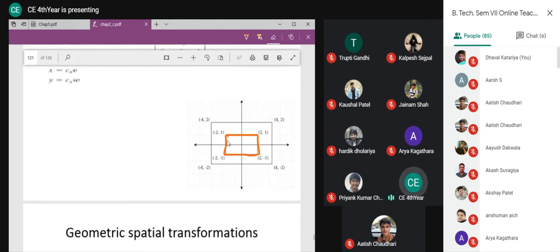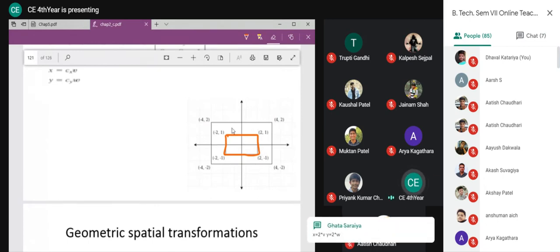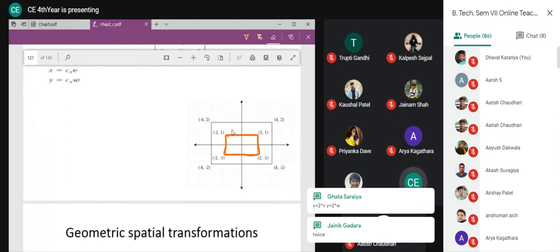I hope you are clear with it. Any doubt here? Okay. So what is the relation between VW and XY? The original shape is expanded. I want to scale it, I want to expand it. So what is the relation?